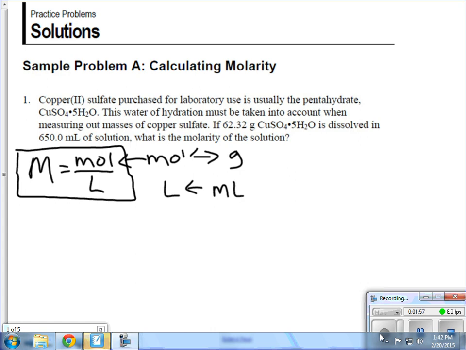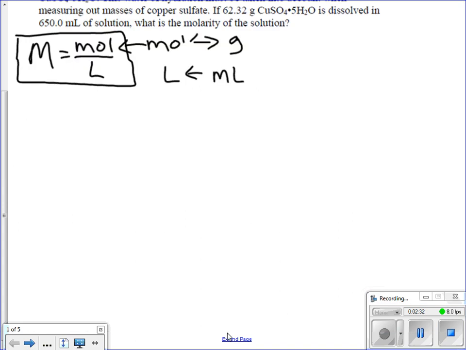All right, so looking at this first one, copper 2 sulfate purchased for laboratory use is usually the pentahydrate, CuSO4·5H2O. This water of hydration must be taken into account when measuring out masses of copper sulfate. If 62.32 grams of copper sulfate pentahydrate is dissolved in 650 milliliters of solution, what is the molarity of the solution? We worked with hydrates when we did the stoichiometry lab. When you calculated the mass of them, you had to include the mass of your water. So on here, we're going to have to do the same thing.